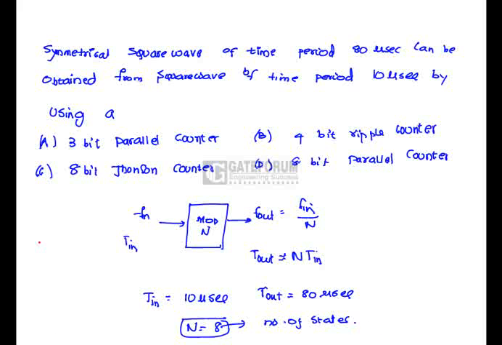So if we take option A, that is a 3-bit parallel counter, there are 3 bits, which means 8 states are possible. In case of B, 16 states are possible. In case of C, 16 states are possible, and in case of D, 2 power 8, 256 states are possible. So option A is the only correct option.